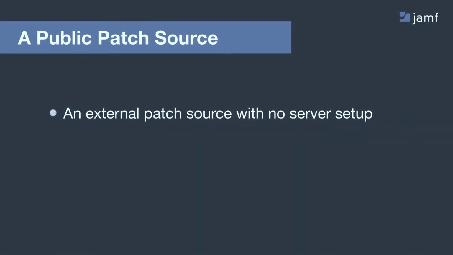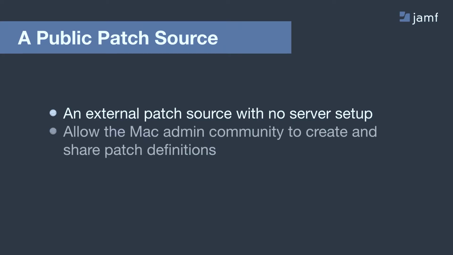So, community patch. Community patch is a fully public external patch source that requires no server setup on your end at all because it's in the cloud. It's just available. It just works. It allows the Mac admin community to create and share patch definitions, which, much like with AutoPkg Recipes and the sort, we love having a whole bunch of stuff that's already out there, already done, that we can take advantage of without having to roll it on our own.